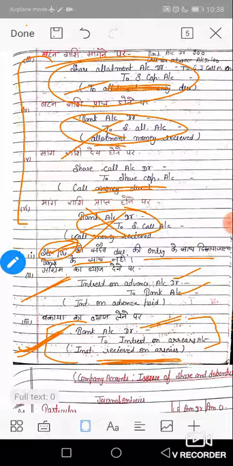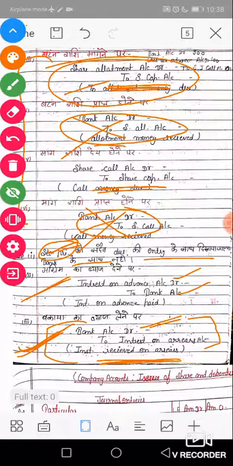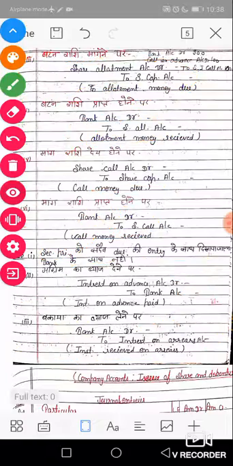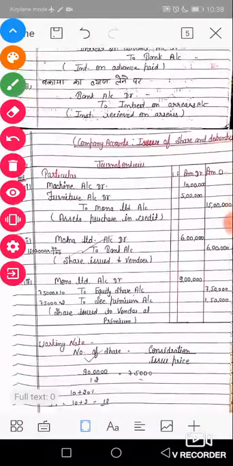Okay, now next, all these entries have to be done. Now come to the next, which is our numerical portion. Now we start the numerical portion, the first numerical of the chapter.